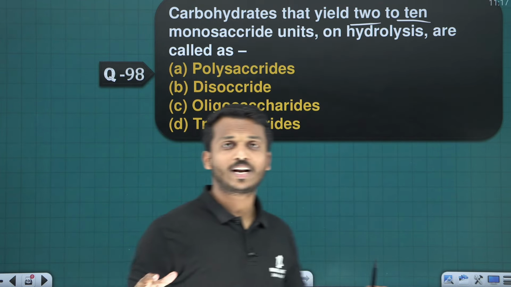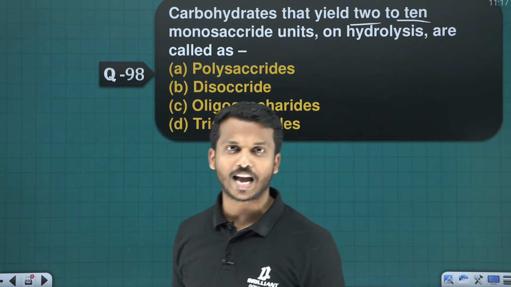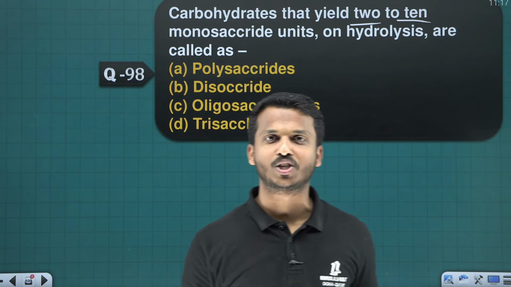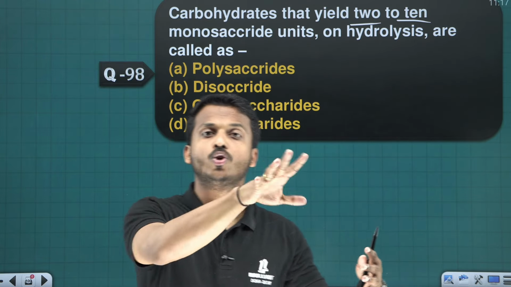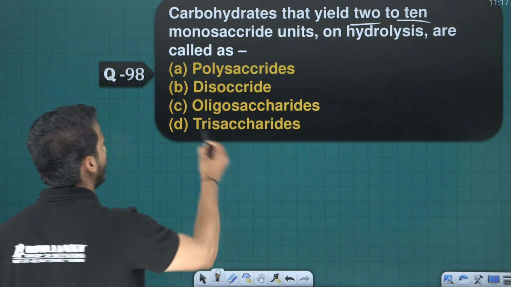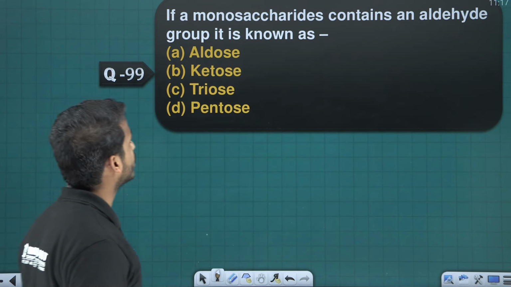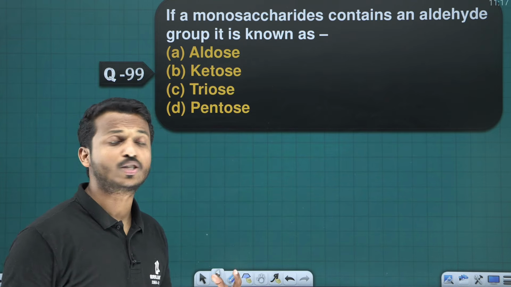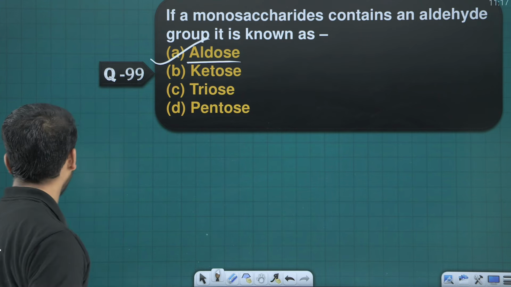Which carbohydrate yields 2 to 10 monosaccharides? We can classify carbohydrates as monosaccharides, oligosaccharides and polysaccharides. Monosaccharides do not undergo further hydrolysis. Oligosaccharides undergo hydrolysis and give you 2 to 10 monosaccharides. If a monosaccharide contains an aldehyde group, the carbohydrate is called an aldose. If it contains a ketone, it's called a ketose.